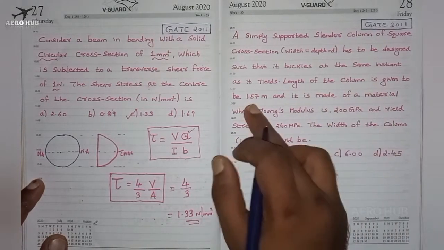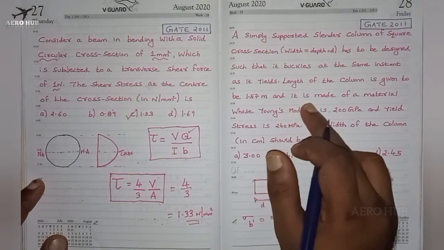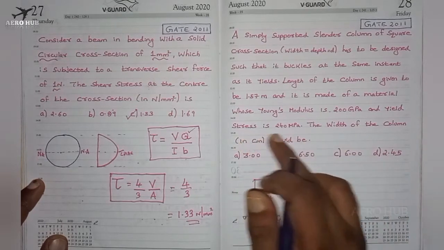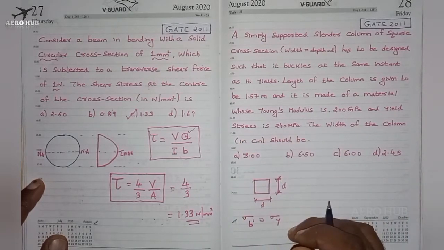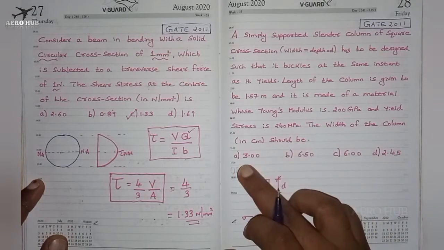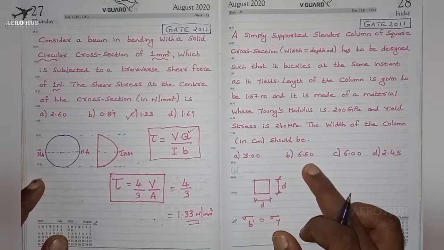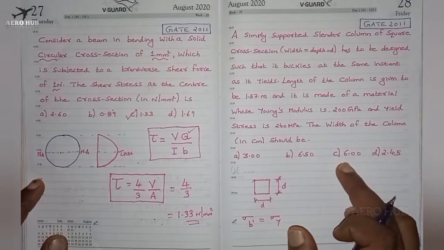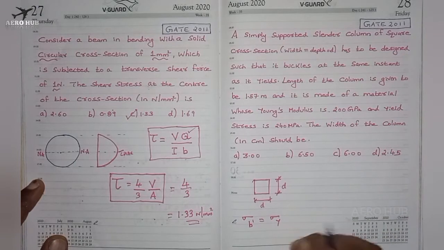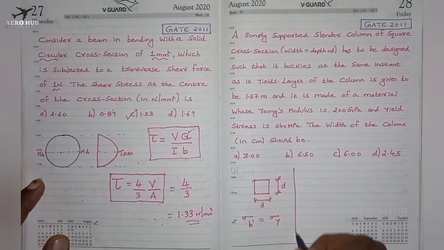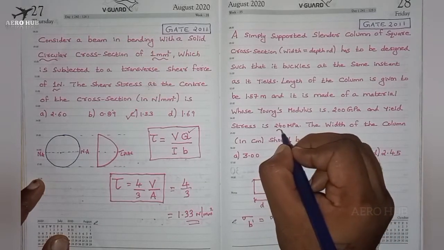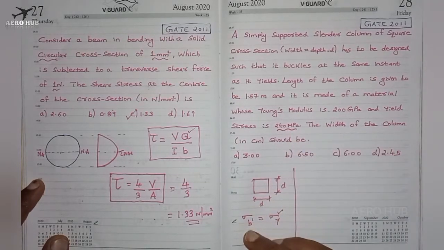The length of the column is 1.57 meter and it is made up of material having Young's modulus of 200 gigapascal and the yield stress is 240 megapascal. The width of the column in centimeter should be option A 3 centimeter, option B 6.5, option C 6 centimeter, option D 2.45. So here we have the value of yield stress, that is 240 megapascal. We have to find the value of buckling stress.